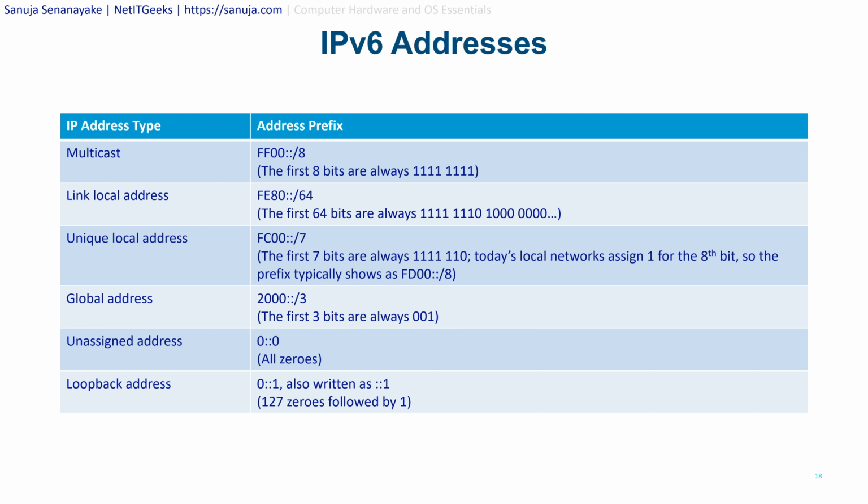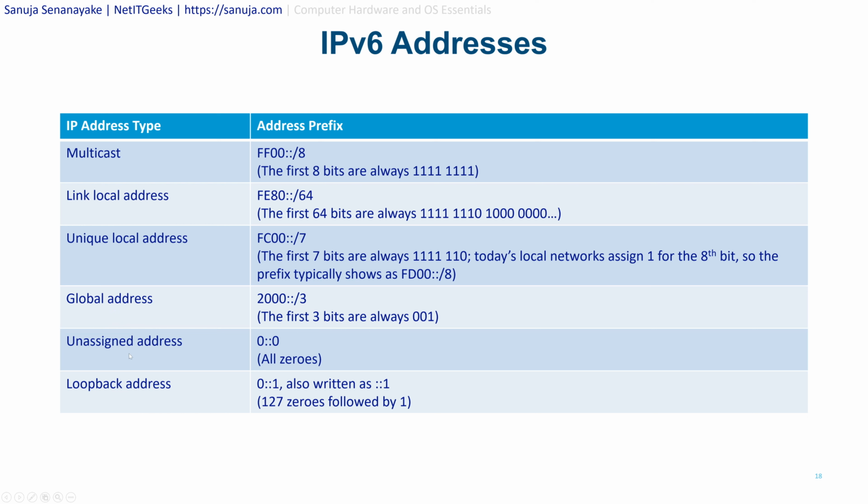So we have the multicast address, which is FF00::/8. I mentioned the multicast address in the past, but this is what it is. The first 8 bits are always going to be ones. The link local address, which I described briefly on my previous slide, starts with FE80::/64, and the first 64 bits are always going to be like this. The unique local address is FC00::/7, and the first 7 bits are always going to be like this, and the global address is going to be 2000::/3.